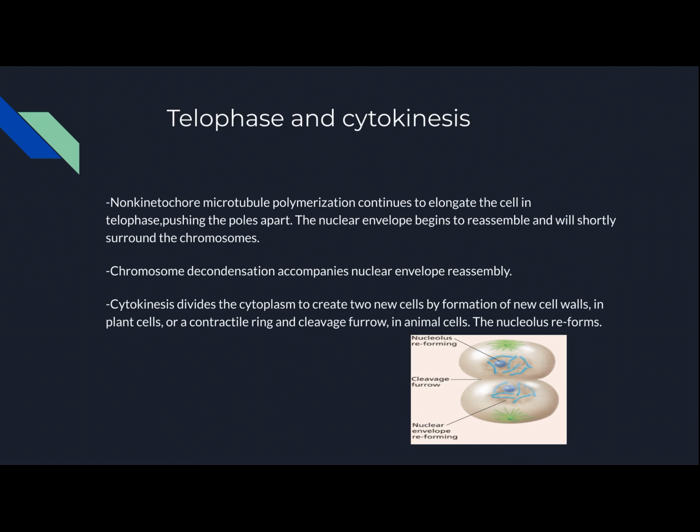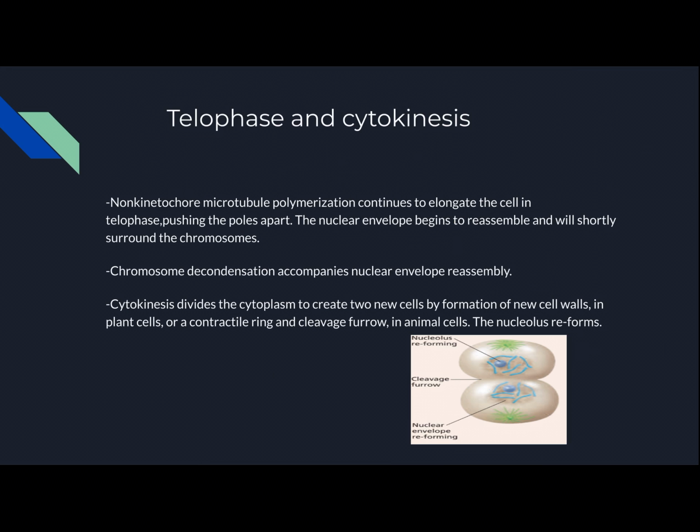So telophase and cytokinesis is very simple. Telophase is separated from cytokinesis. In telophase, non-kinetochore microtubule polymerization continues to elongate the cell, pushing the poles apart. The nuclear envelope begins to reassemble and will shortly surround the chromosomes. Chromosome decondensation accompanies the nuclear envelope reassembly. So what you need to know is that two key things happen in telophase: the nuclear membrane/envelope reappears, and then the chromosomes decondense in order to be transcribed in other molecular processes such as gene expression.